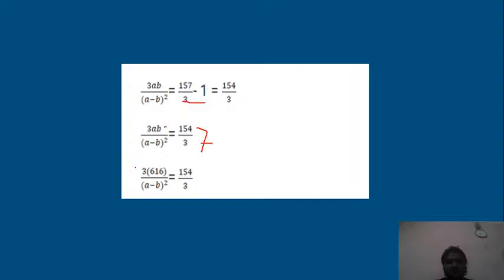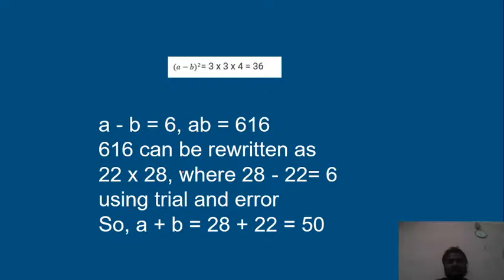Now guys, I already have the value of AB with me. I put it as AB, I get AB as 154. And I get A minus B square as 36. So A minus B is 6 and AB is equal to 616. Now again guys, this is all hit and trial. There is no funda of solving this. So I find out by hit and trial that 616 can be written as 22 into 28, where 28 minus 22 is 6. So A plus B is 50.